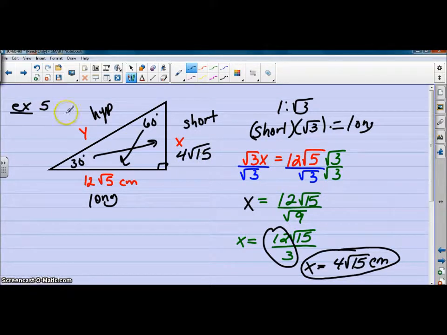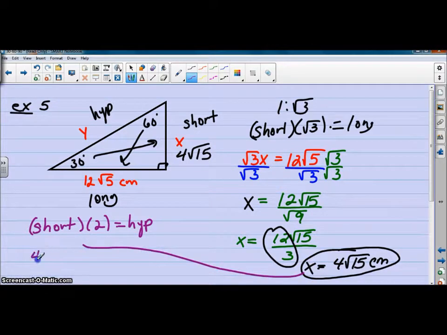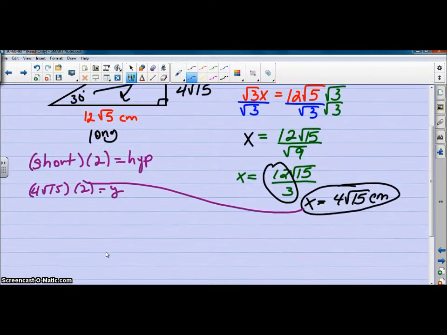Now I need to move from my short to my hypotenuse. To do that, I take the short times 2 for the hypotenuse. Remember, the hypotenuse is twice the length of the short leg. So I'm taking my 4 square roots of 15, because that's my short leg, times 2 will equal y. 4 square roots of 15 times 2 is 8 square roots of 15. And that's my y, and that's in centimeters.